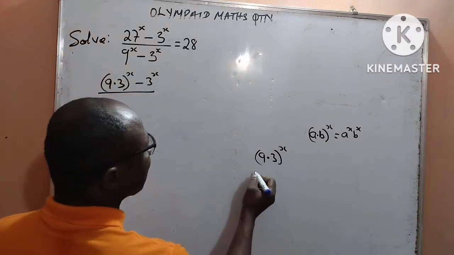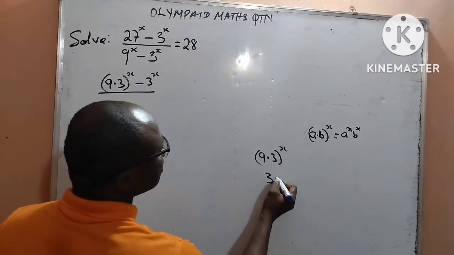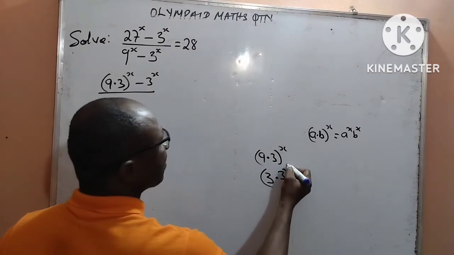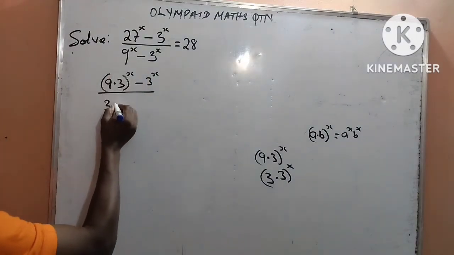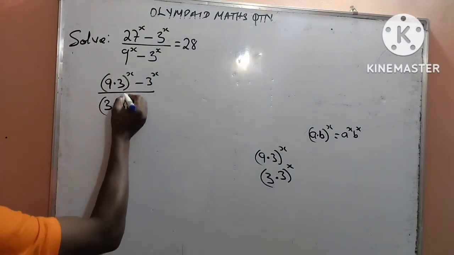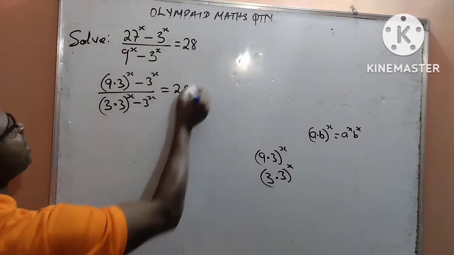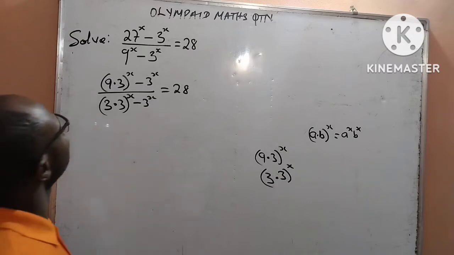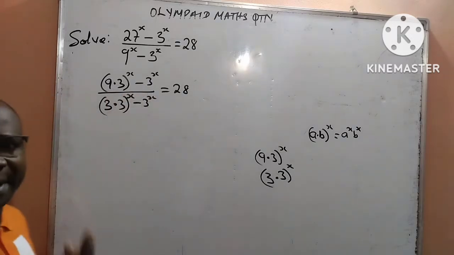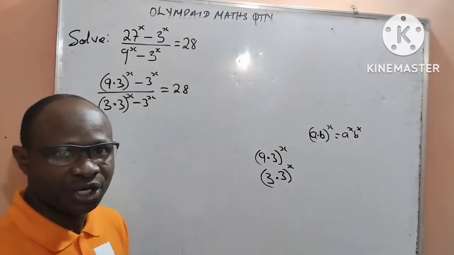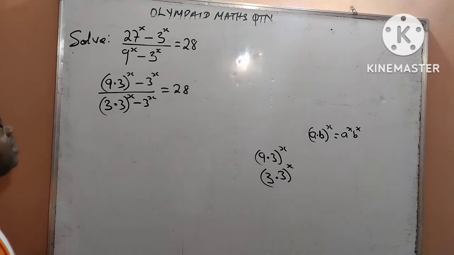Also, my 9 can be written as (3 × 3)^x. And that implies I can now write it here, (3 × 3)^x minus 3^x equal to 28. This is where I am now. Why did I do it like this? So that I can factor something out, both from the numerator and from the denominator.